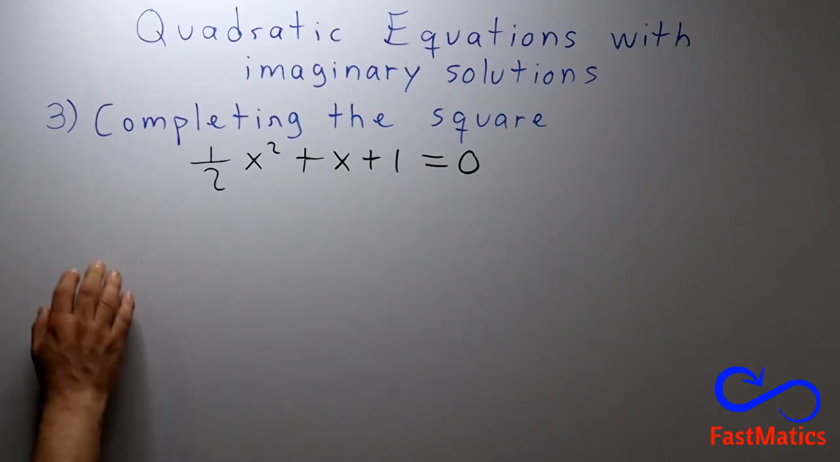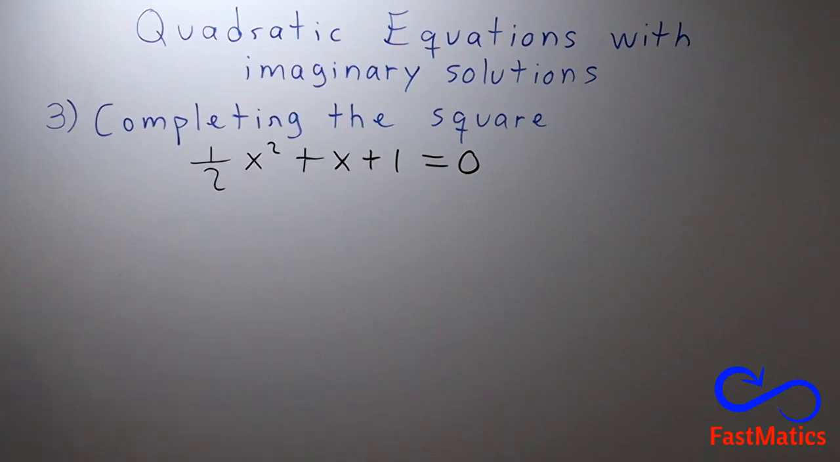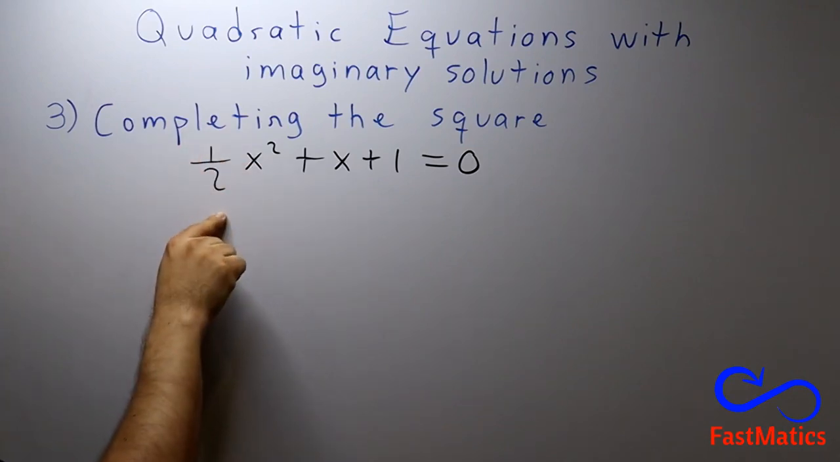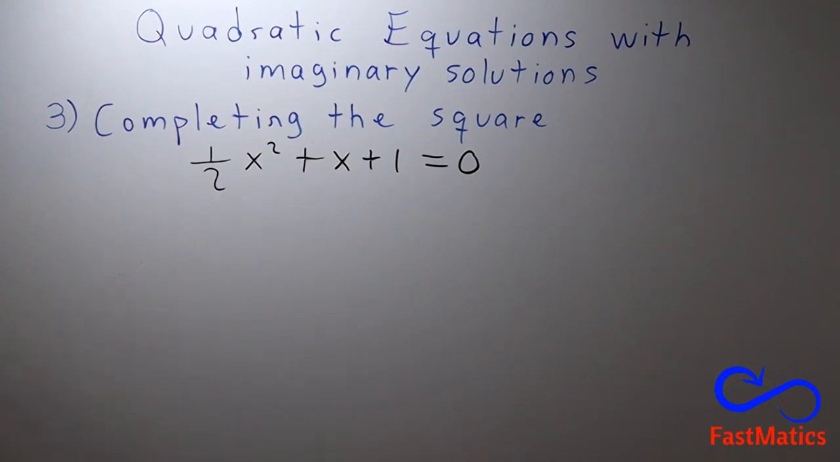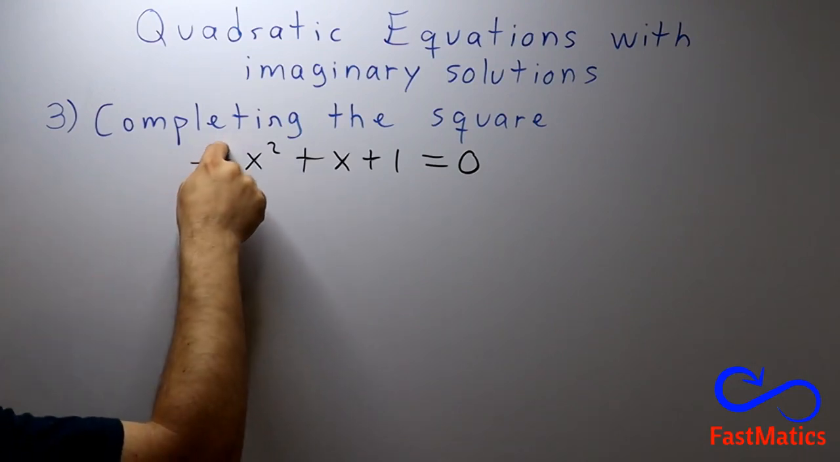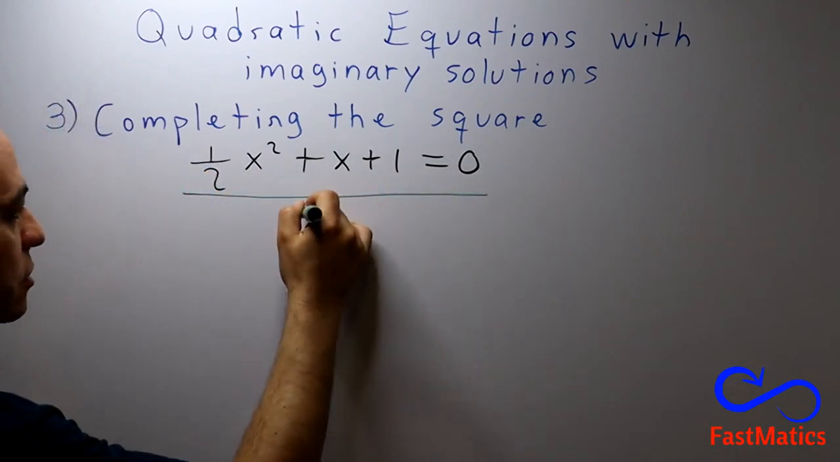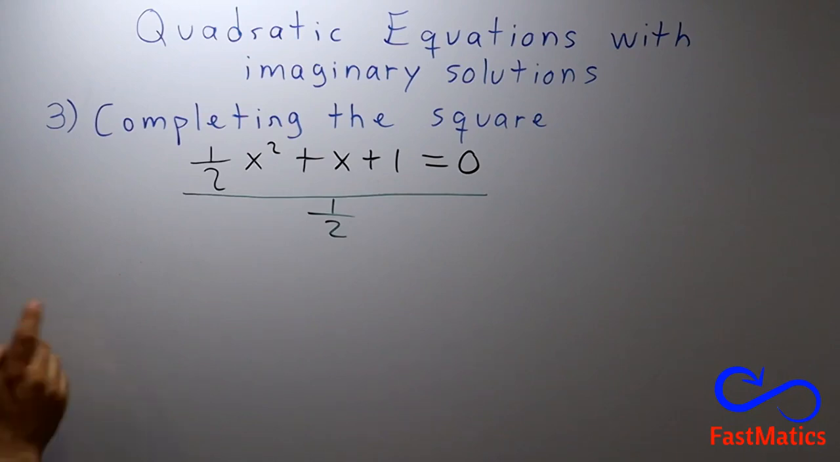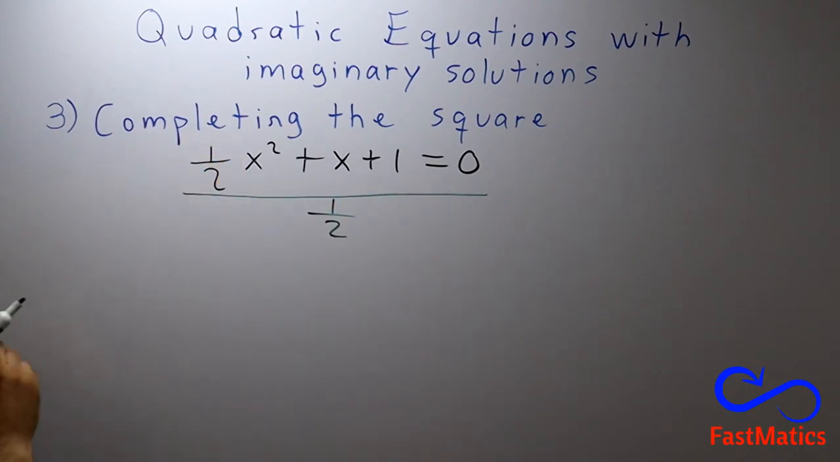Well, first of all we identify that it is a quadratic equation, and after that we remember that we cannot start with coefficients with the x squared. So if here you have 1 over 2, you have to divide all the equation by 1 over 2. And if here you have negative 3, you divide all the equation by negative 3, etc.